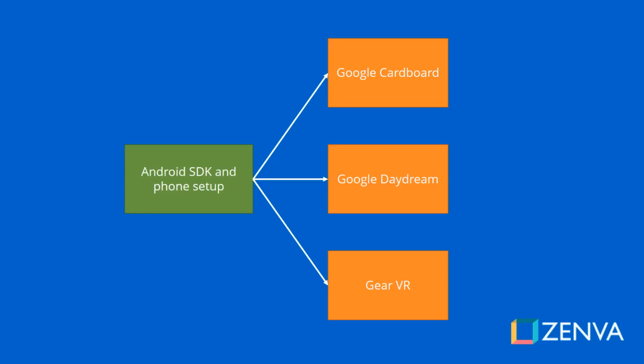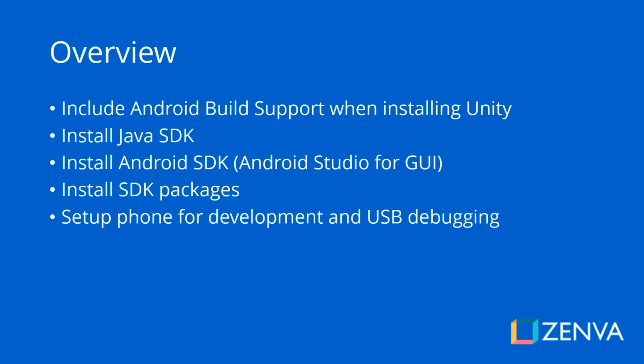Google Cardboard, Google Daydream, Gear VR are all based on Android, and the steps I will cover in this lesson will take us towards the point where we can start actually testing the games in our phones. A quick overview of the process. We need to make sure that Android build support is in our Unity install.